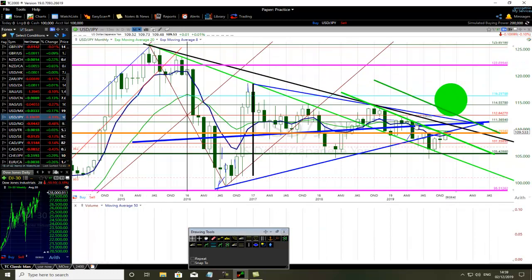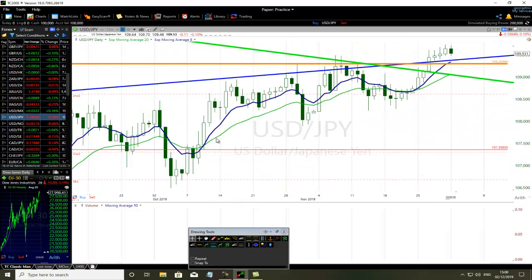Have I done everything correctly? The width is too big. Something like that, okay? The orange line is the most important thing, the green channel, and it's going inside the blue channel. Let's go now to the daily chart.